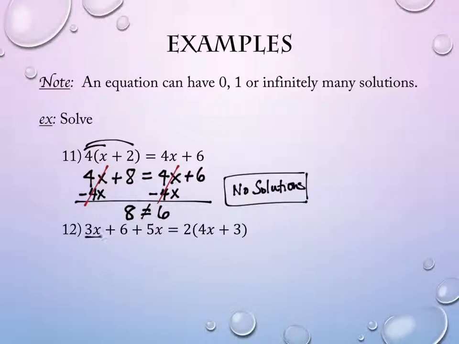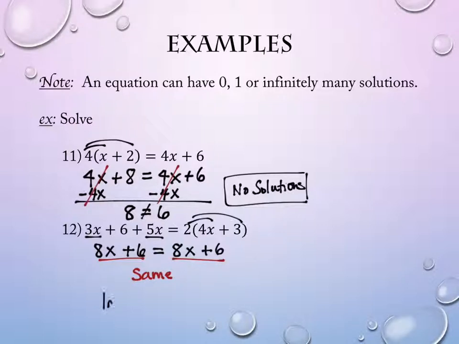On the next one, I could actually combine the 3x and the 5x to give me 8x. So I have 8x plus 6. And on the right-hand side, when I distribute, I get 8x plus 6. What do you notice on this one? Those are exactly the same, right? So when it is exactly the same on both sides, that means that I have infinitely many solutions.